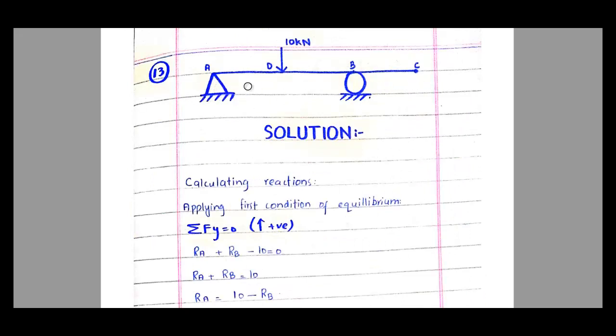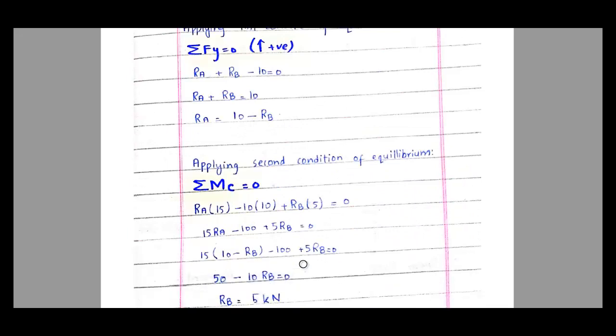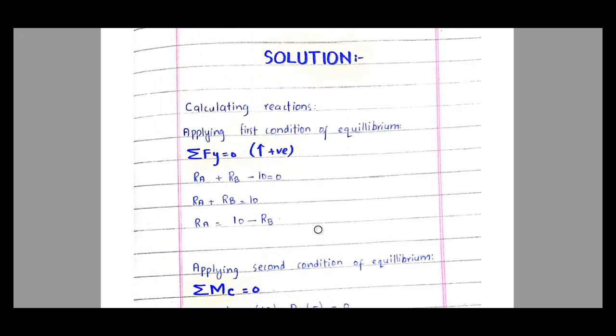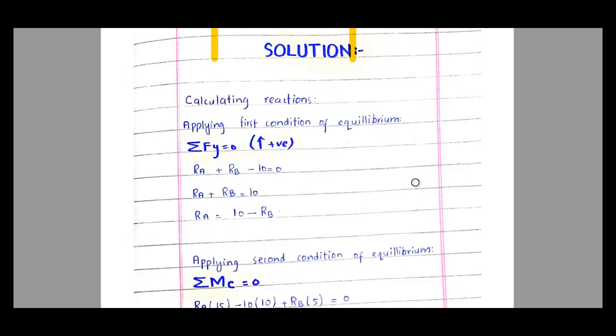It has an overhanging part and there is a point load acting at the center of the simple span. RA is equal to 10 minus RB, and then by applying the condition of moment, we get RA equal to RB. Both are 5 kilonewton. If I look at this span AB, it is symmetrical. No load is acting on the overhang side. So having two reactions, 5 kilonewton here and 5 kilonewton here, it's better to mark the reactions on the diagrams with the direction. So RA and RB are both equal, and that seems okay.